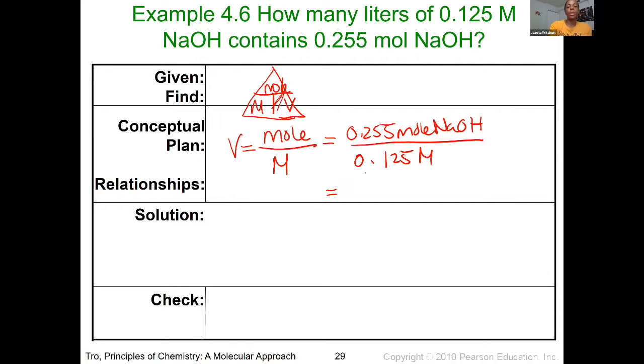And what we end up with is 2.04. And what would the units here be? Well, they would be liters. Because remember, molarity is really moles per liter. And our moles have canceled. We're dividing by liters, inverse liters, and so that would become liters on the top, okay?